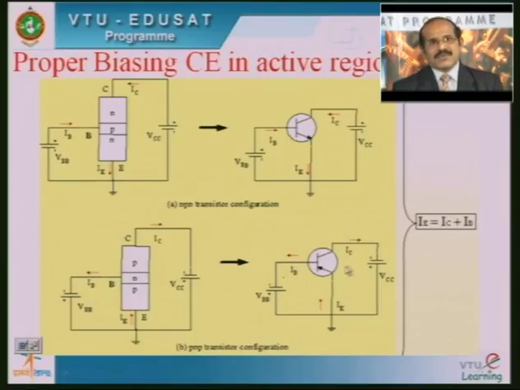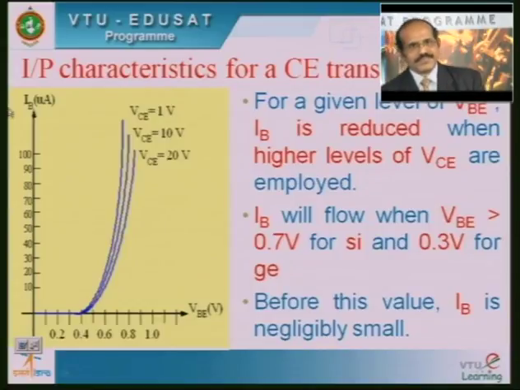So, from this we write, if you apply the KCL, we can note that the emitter current will be a summation of the collector current and the base current, because the emitter current is the outgoing current in this case of the PNP, and IB and IC, that is base current and collector current, are the incoming currents. So, therefore, IE is nothing but IC plus IB here.